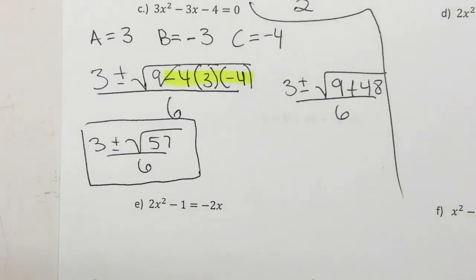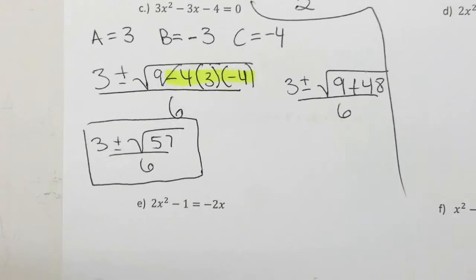Alright, who wants to try saying the formula? Alright, Kate, go ahead. Negative b plus or minus the square root of b squared minus 4ac. Alright, so let's do E together, the one right after it, then you're going to try B, D, and F on your own.